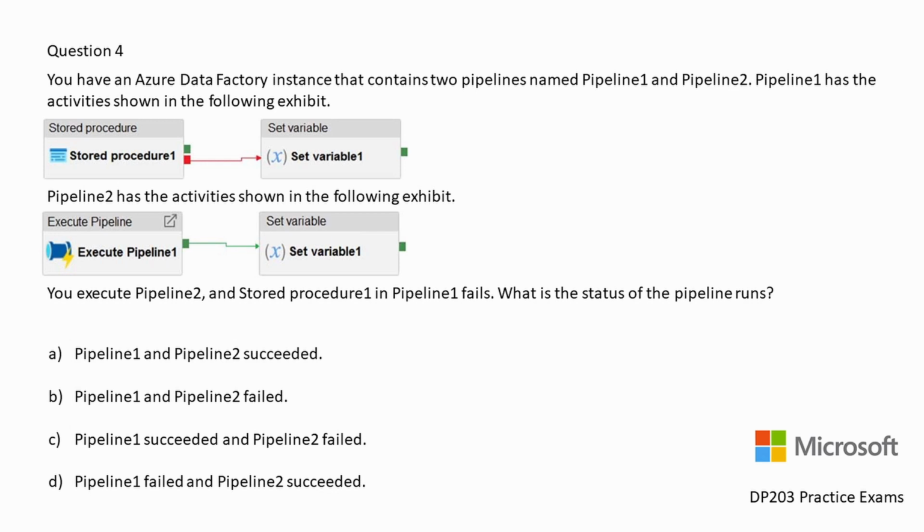And the options are A. Pipeline 1 and Pipeline 2 succeeded. B. Pipeline 1 and Pipeline 2 failed. C. Pipeline 1 succeeded and Pipeline 2 failed. D. Pipeline 1 failed and Pipeline 2 succeeded.